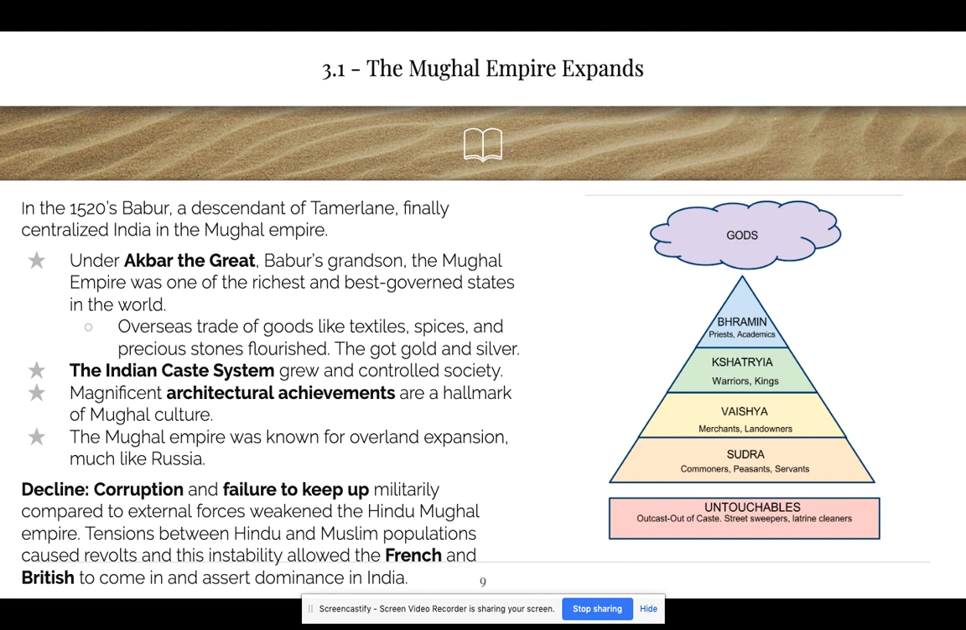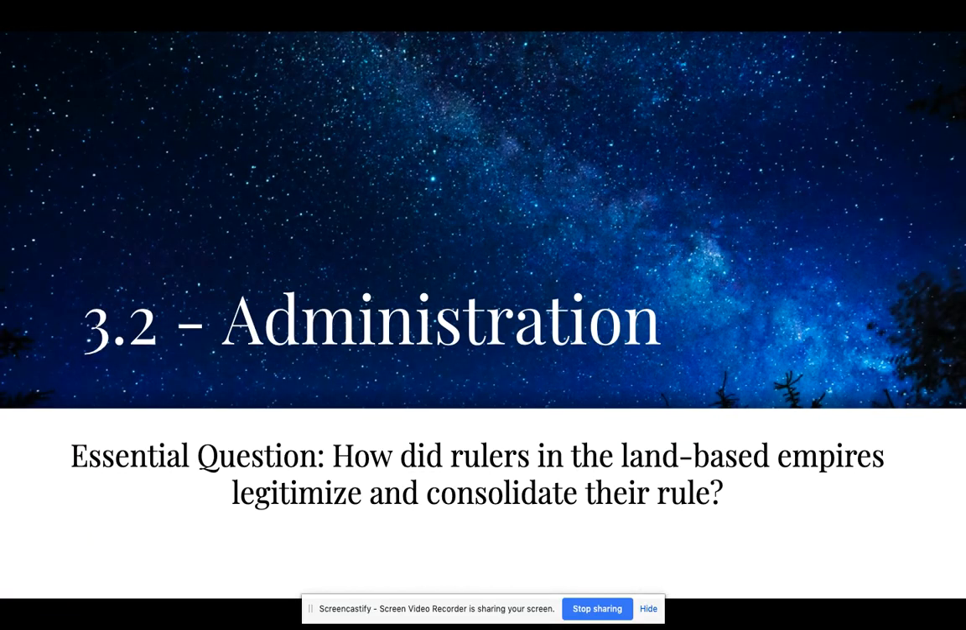So the big decline, the problem with the Mughal Empire, is that they failed to keep up with the military growth and modernization that the other empires at the time were achieving, and they were weakened by external forces. Tensions between Hindus and Muslims continued to grow despite the prevalence of religious freedom, and it led to some instability, which allowed the French and eventually the British to come in and assert dominance in India. We see the British eventually have a dominion over India for quite a while after the fall of the Mughal Empire.